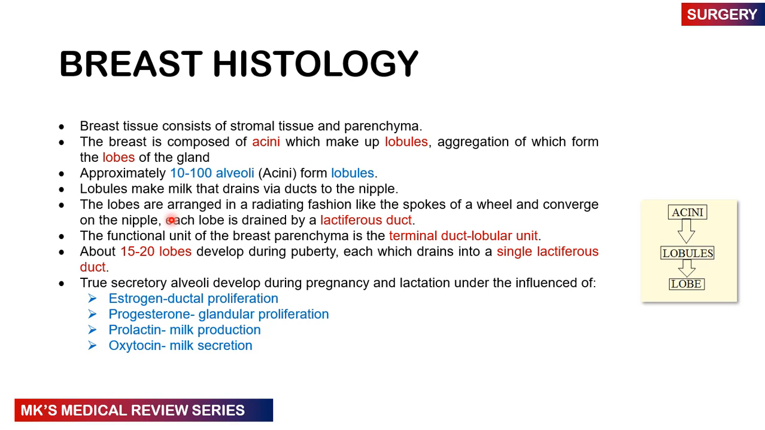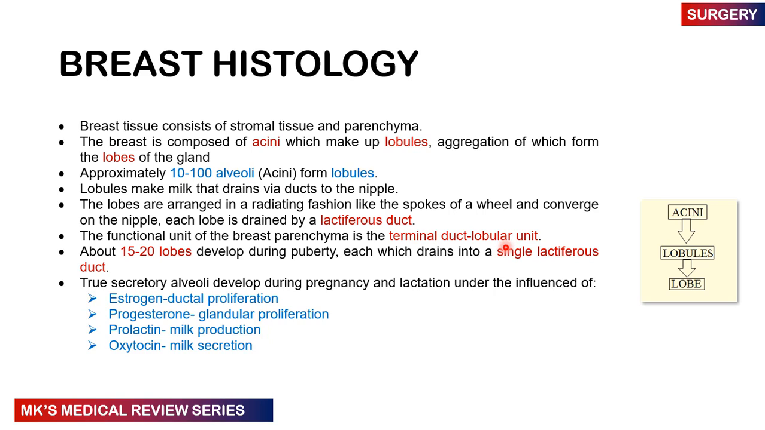Then the lobules make the milk that drains via the ducts into the nipple, and the lobes are arranged in a radiating fashion like spokes of a wheel and converge on the nipple, and each lobe is drained by a lactiferous duct. Remember that the functional unit of the breast is the terminal duct lobular unit, and you have about 15 to 20 lobes that develop during puberty, each of them draining into a single lactiferous duct.